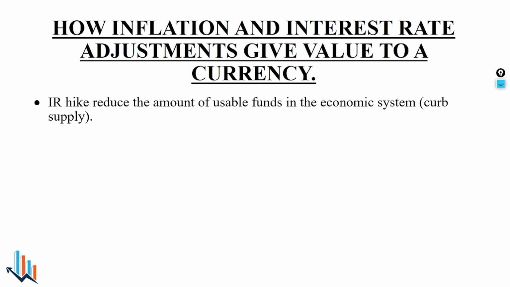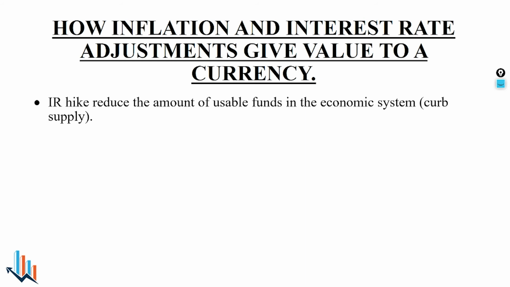An interest rate hike reduces the amount of usable funds in the economic system. The main reason for a central bank to hike rates is that there are too many funds in the system, which they want to get back into their reserves, and by doing so they have to hike interest rates. They hike interest rates in order to prevent people from spending and to encourage them to save.